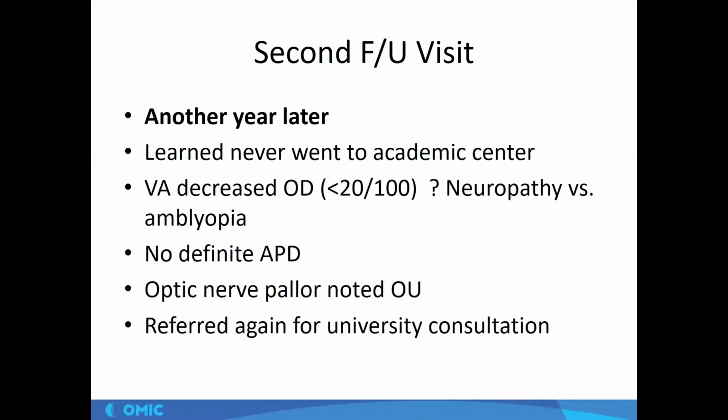At the second follow-up visit, which was now another year later, the ophthalmologist learned the patient was never taken to an academic center. The visual acuity was now decreased to less than 20/100 in the right eye, and it was questioned whether the child had an optic neuropathy or amblyopia. No definite afferent pupillary defect was noted, and bilateral optic disc pallor was seen. The patient was again referred for university consultation.